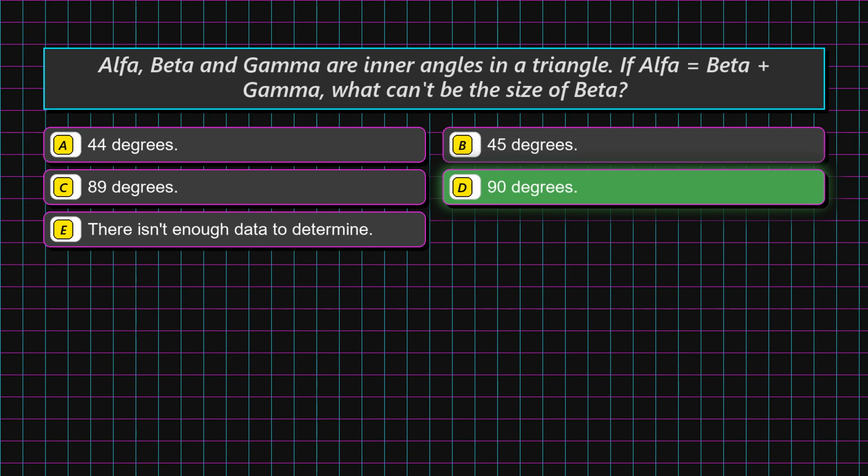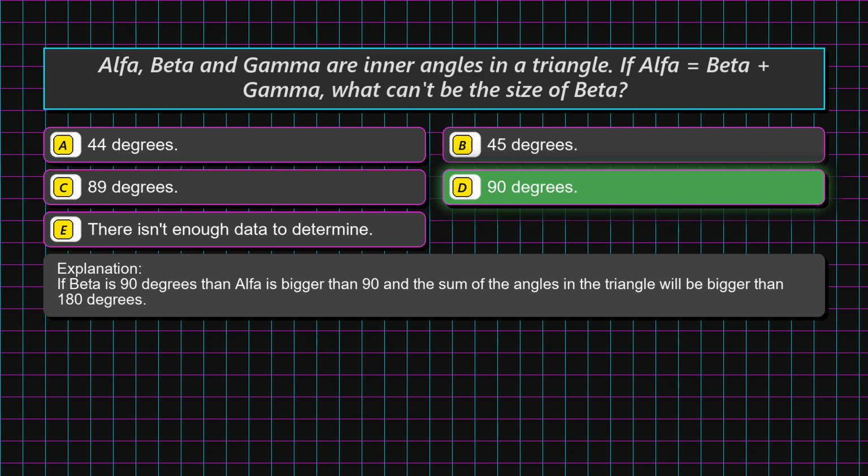The correct answer is option D, 90 degrees. If beta is 90 degrees then alpha is bigger than 90 and the sum of the angles in the triangle will be bigger than 180 degrees.